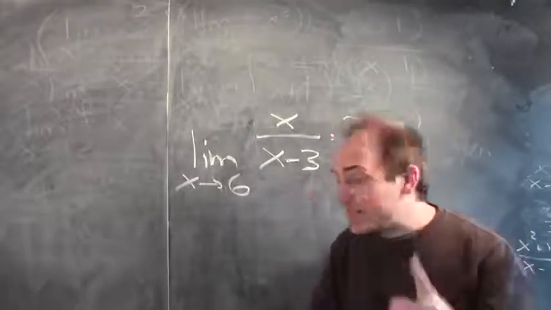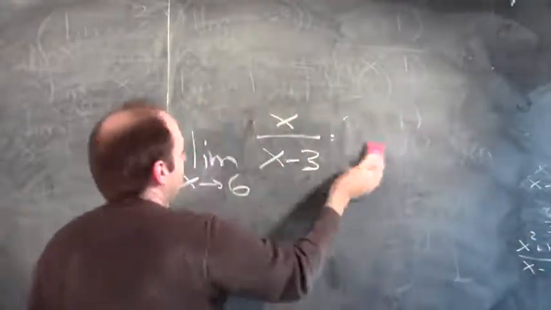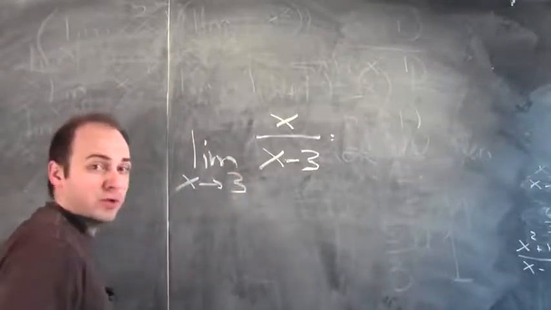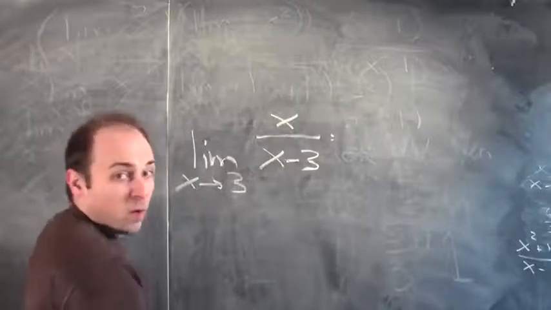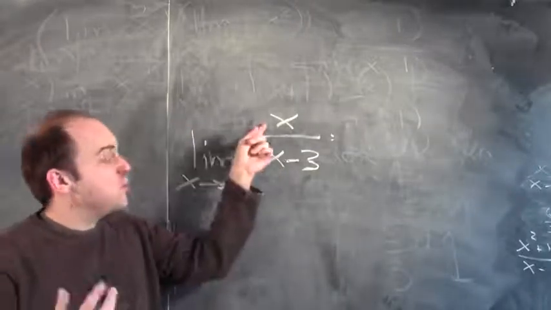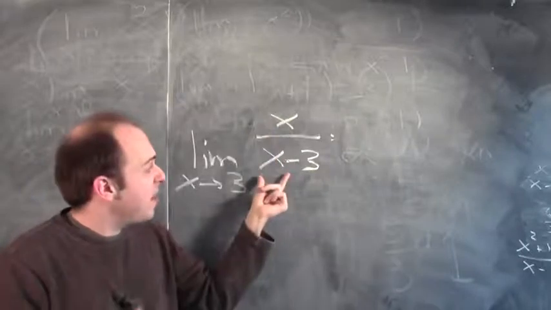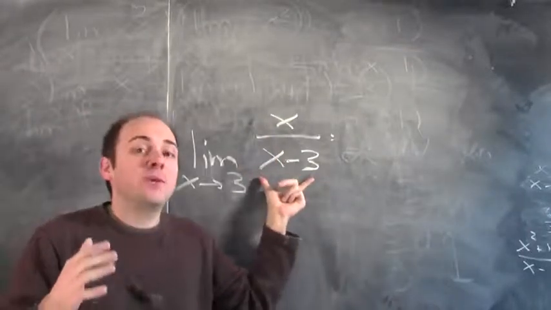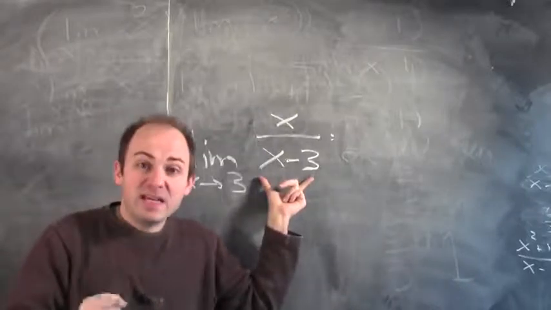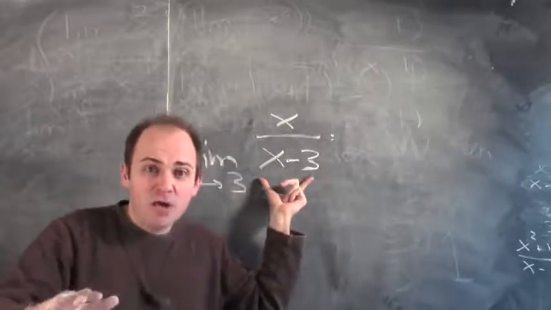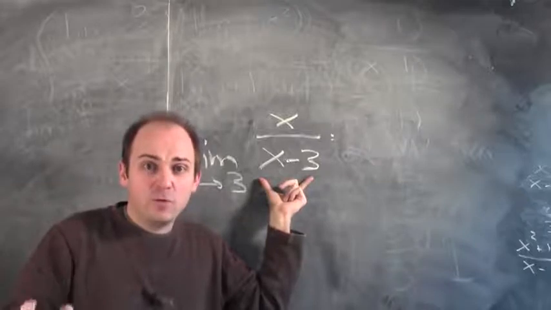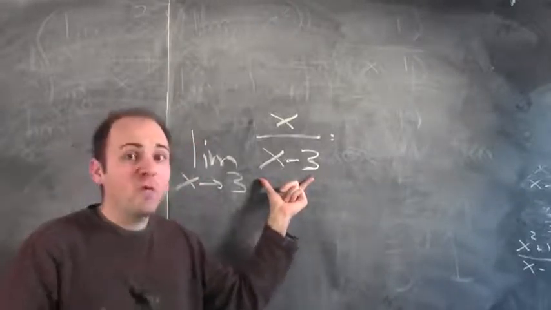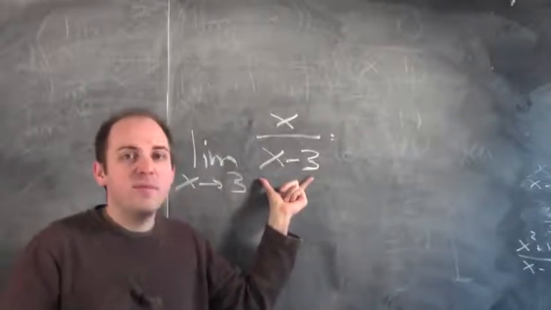But what if, instead of asking about the limit as x approaches 6, I'd asked about the limit as x approaches 3? Well, then what would I know? Then I'd know that the numerator was a number close to 3, and the denominator was a number close to 3 minus 3. The denominator is a number close to 0. The limit of the denominator is 0. That's exactly the scenario that the rule for taking limits of quotients is forbidding us from considering. We're not allowed to use the rule for limits of quotients here because the limit of the denominator is 0.